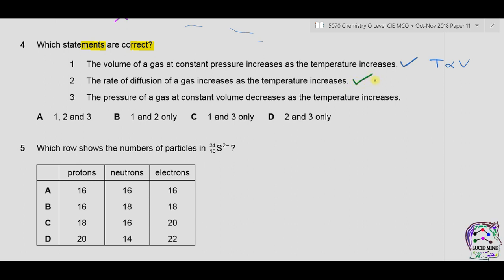Again, this is a correct statement because diffusion is also proportional to temperature. This is because at higher temperature, kinetic energy of molecules is higher, so therefore the collisions in molecules will be higher and diffusion will be faster. 3. The pressure of gas at constant volume decreases as the temperature increases. This is incorrect because temperature is directly proportional to pressure. When temperature is increased, kinetic energy increases, the pressure of gas also increases. As 1 and 2 are correct, therefore the answer is B.